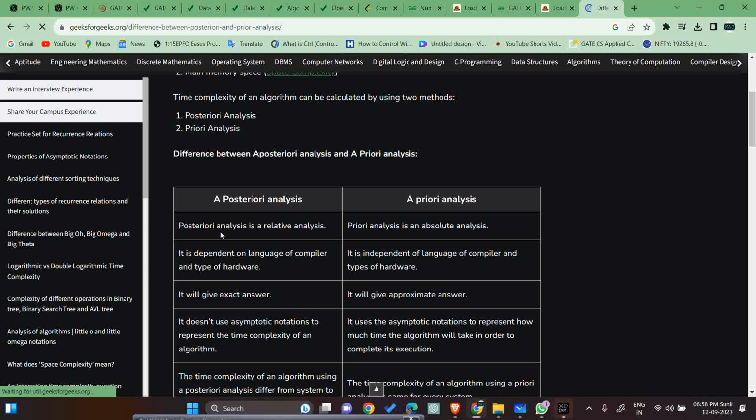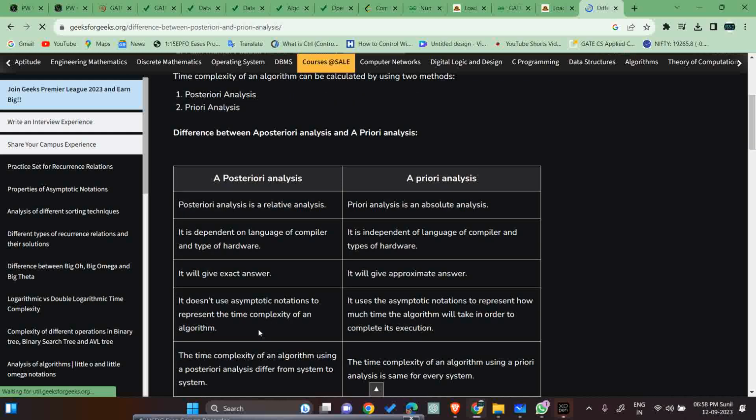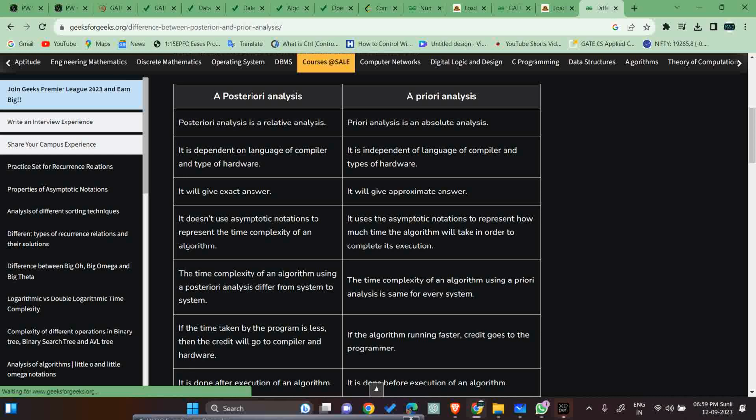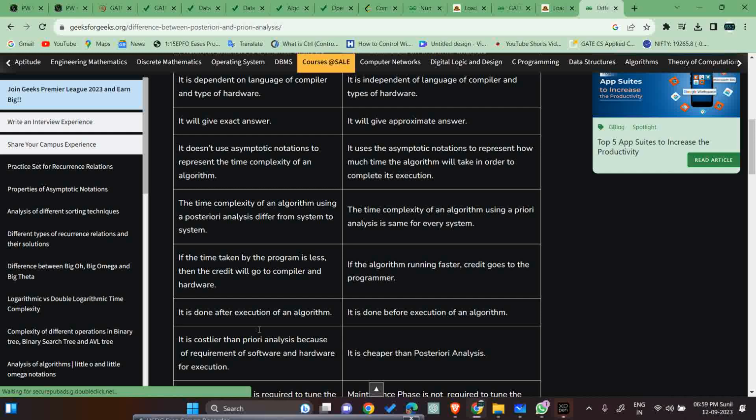A posteriori analysis is a relative analysis. It is dependent on the language of the compiler and the type of hardware. It will give an exact answer. A posteriori analysis does not use asymptotic notations to represent the time complexity of algorithms. The time complexity of an algorithm using posteriori analysis differs from system to system. If the time taken by the program is less, then the credit will go to the compiler and hardware.